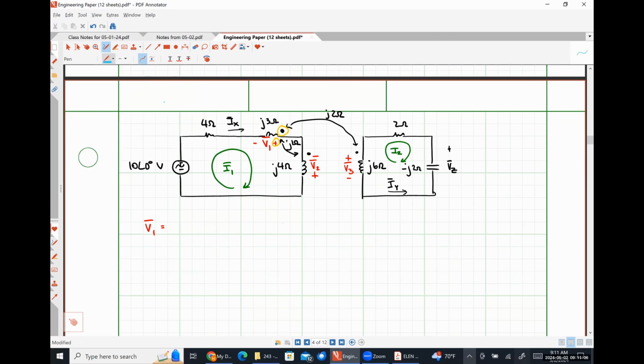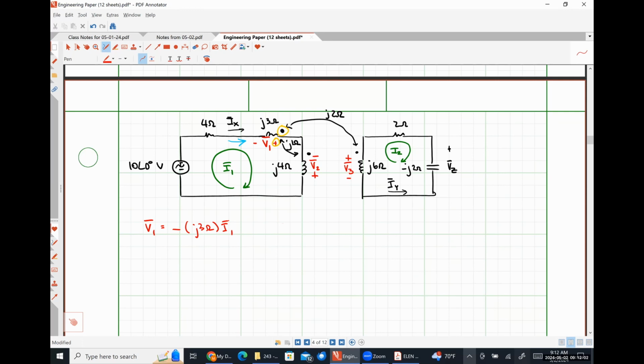Now we're going to look at what our current I1 is doing with respect to coil 1, because that's going to tell us what our self-induced term is. Our mesh current I1 flows around this left-hand path in a clockwise direction, so our current is flowing into the undotted terminal. So that means we are going to have negative j3 ohms, the impedance of the self-inductance, times that current I1.